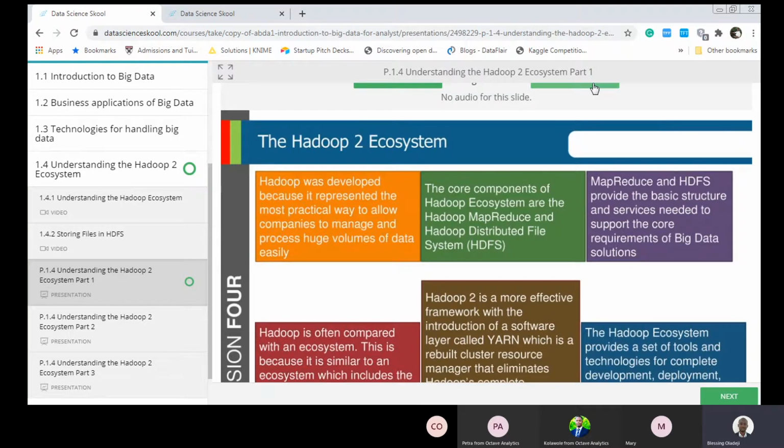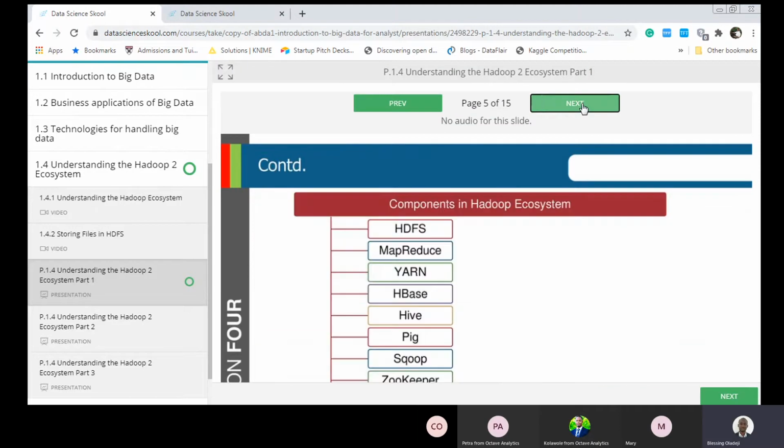The same way in an ecosystem, there are different components. So the same way in Hadoop, there are different components of Hadoop. So you have the HDFS file system, which we are going to talk about. You have the MapReduce component, you have YARN, you have HBase, you have Hive, you have Pig, you have Sqoop, you have the Zookeeper.